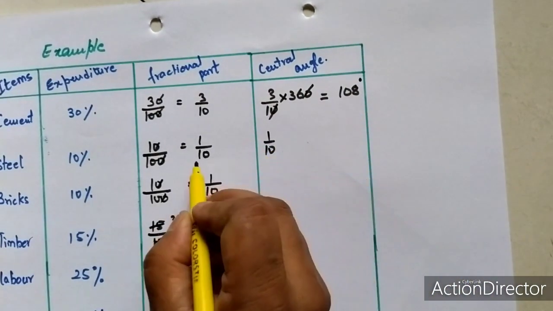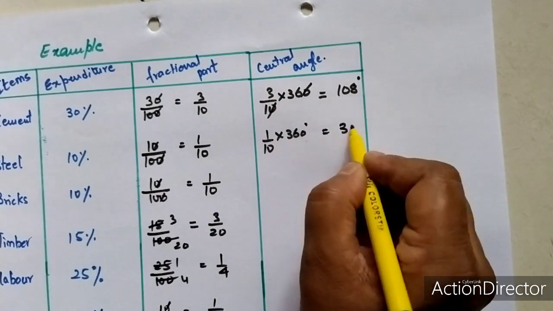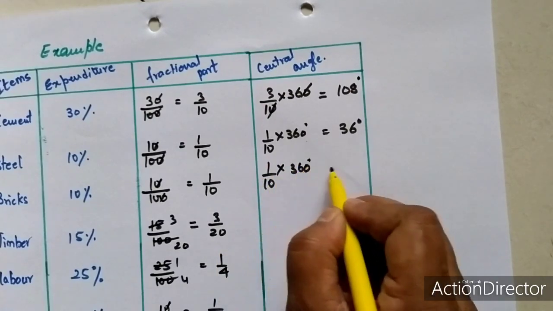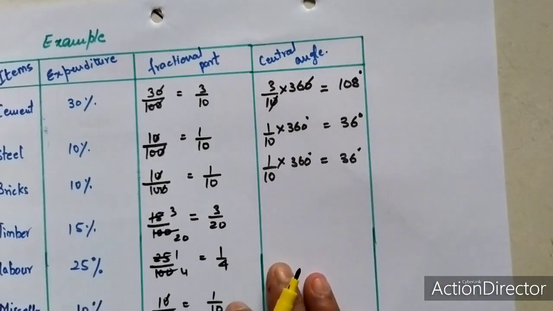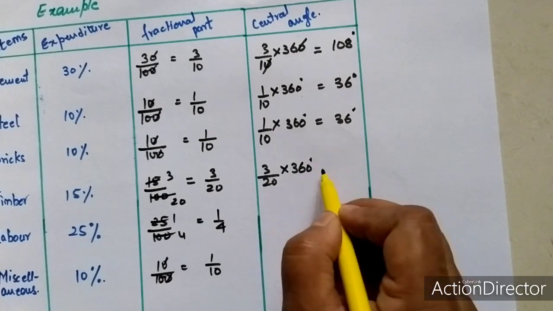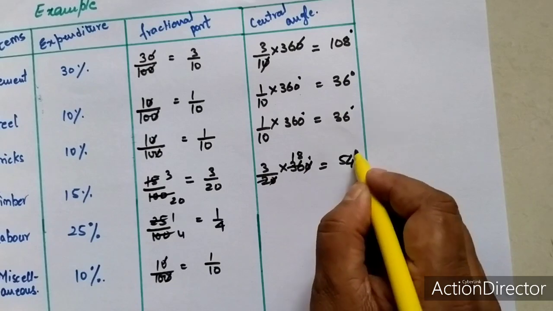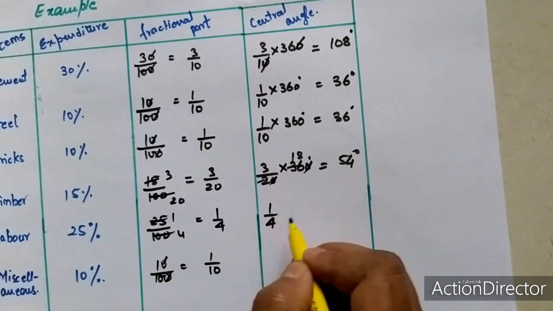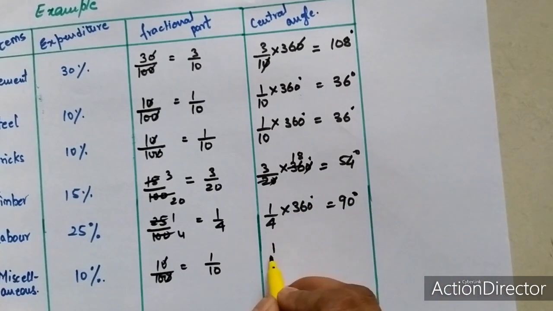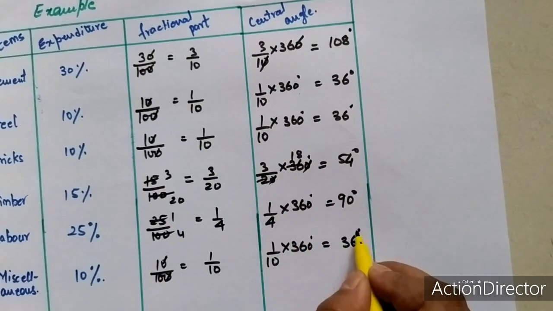Similarly, 1 by 10 fractional part multiplied by 360 degree. Cancel these 0s, you will get 36 degree. Similarly, one more, 1 by 10 into 360 degree, that also becomes 36 degree. Fourth one, 3 by 20 multiplied with 360 degree. So here it is 18 3s are 54 degree. Second last, 1 by 4 into 360 degree, that is 90 degree. And the last one is 1 by 10 into 360, that is one more 36 degree.